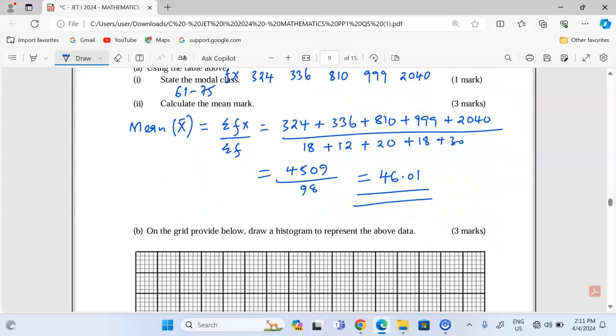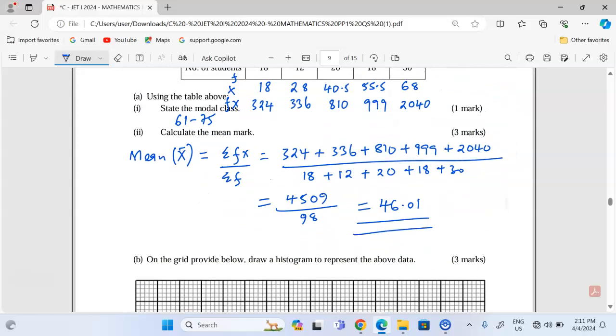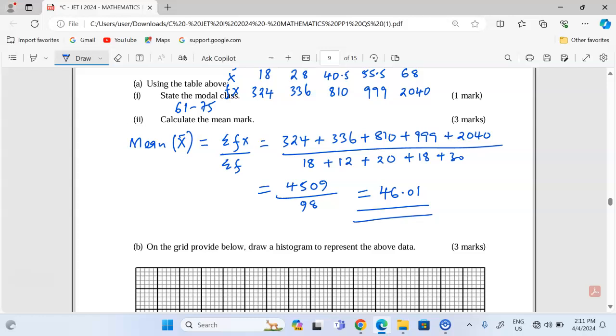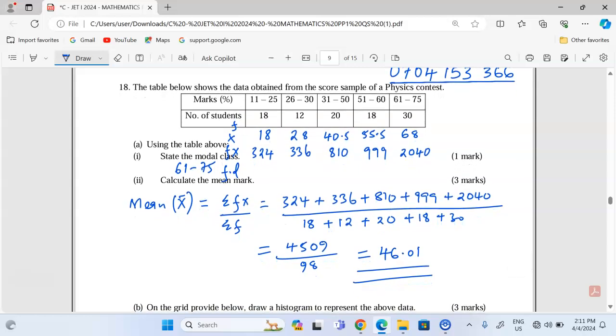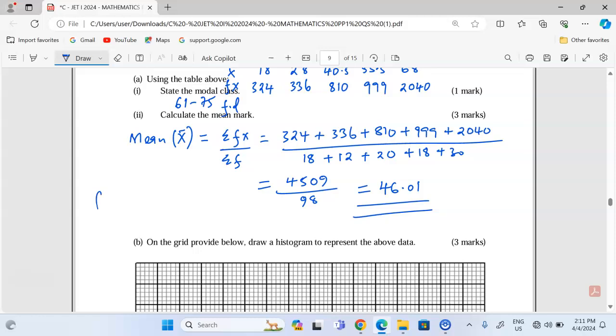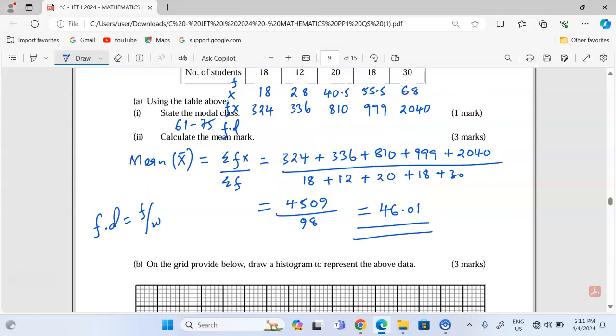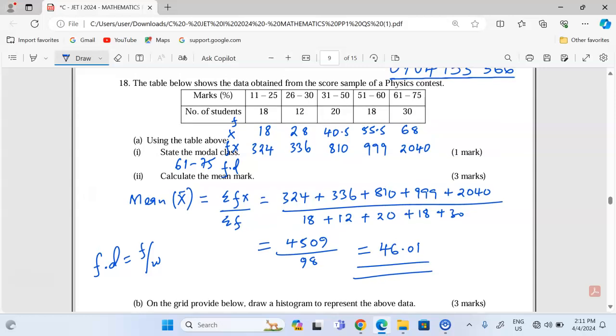Therefore, because we have different class sizes, we have to come up with another quantity, which we call the frequency density. This is now what we will be plotting against the marks. So we're going to come up with the frequency densities. Remember, frequency density is given by frequency over the class length, or rather the class interval. So the first frequency is 18 and the class interval is 15.